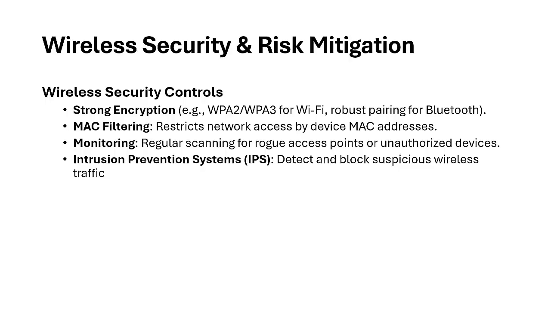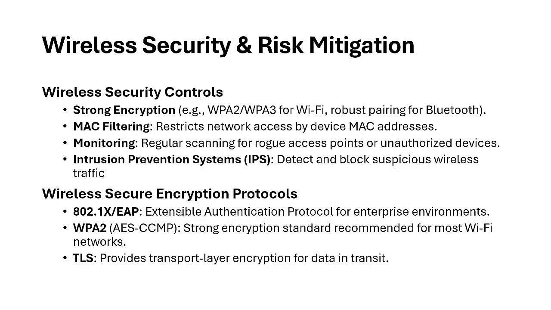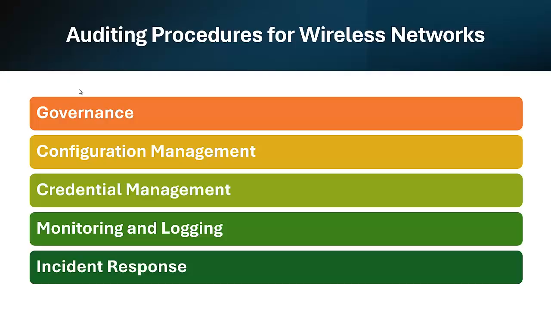We have an IPS to detect and block the suspicious wireless traffic. So these are some of the traffic, these are things which we can basically work on. Along with that, we are using 802.1x for the network authentication. We are using WPA2 with AES-CCMP for the stronger encryption. One thing you need to remember, AES is used in CCMP, so the overall solution we call CCMP only. Then we are using TLS for the transport layer security over the network.